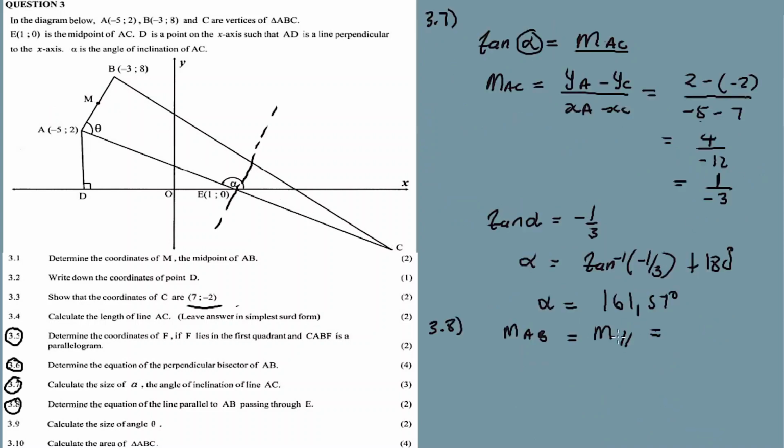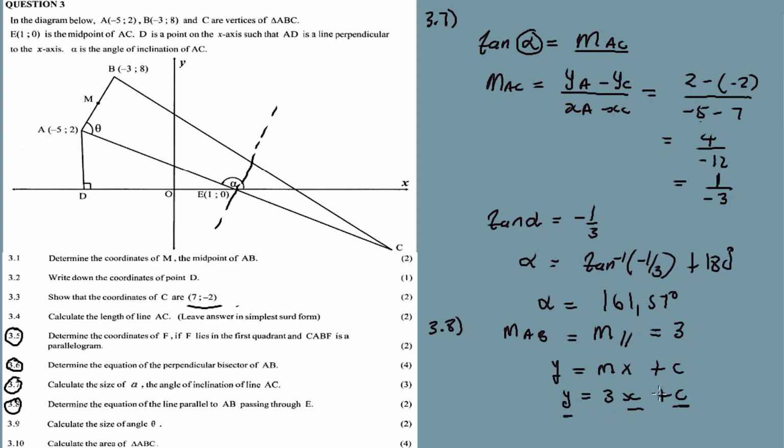So the gradient for the parallel line is what? It's going to be 3. Therefore, y equals mx plus c. The gradient is 3, so we write 3x plus c. The only problem is that we want the value of c.